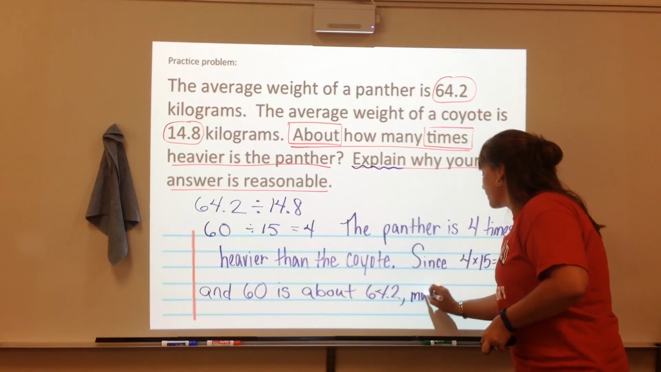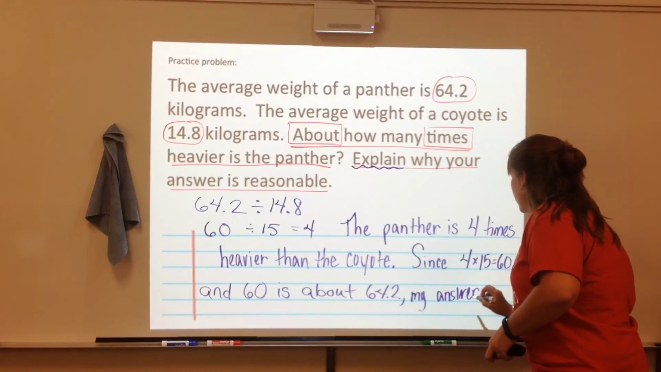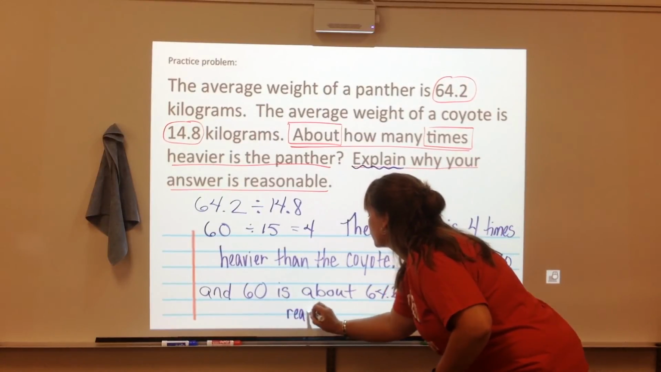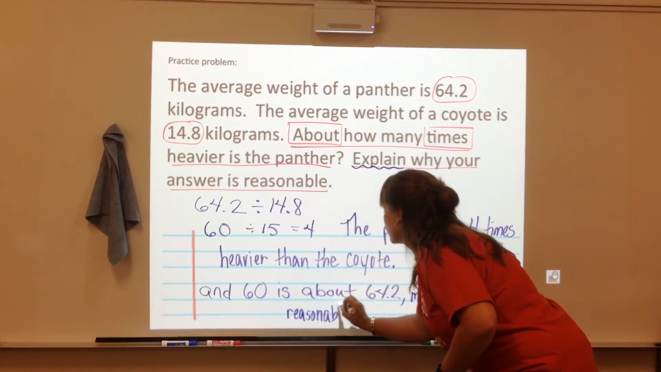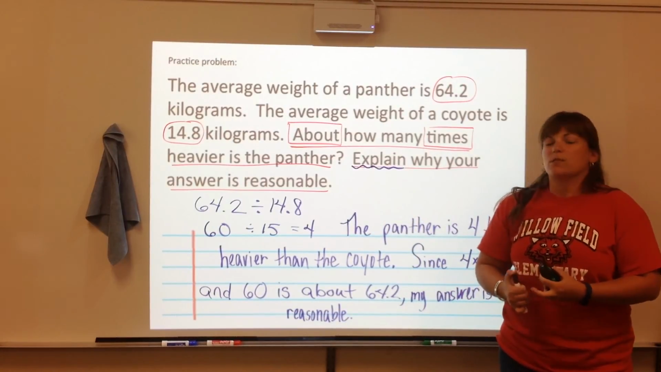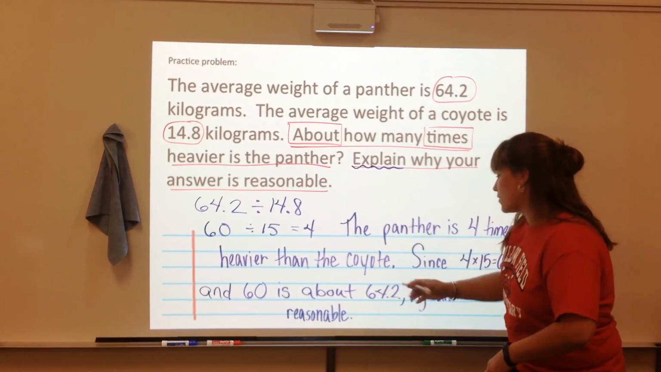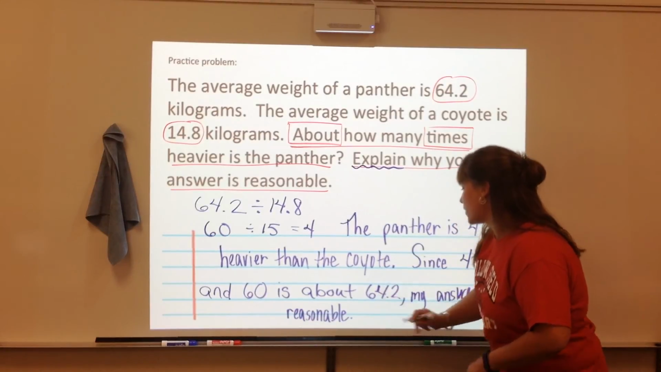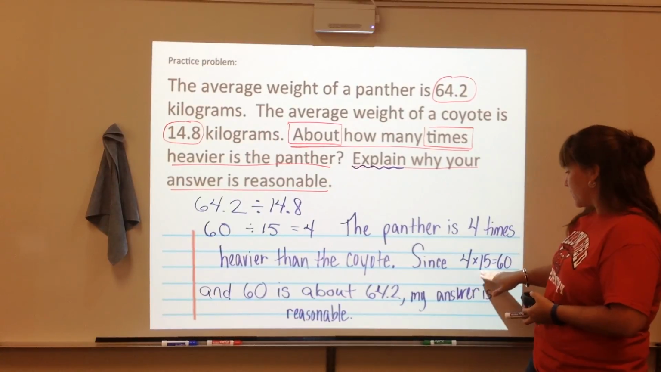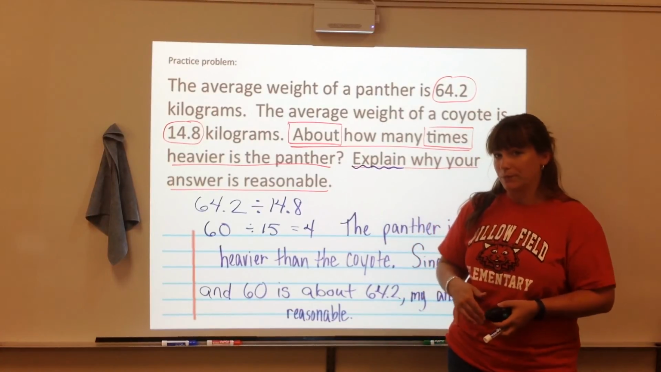My answer, or you could also say, the answer is reasonable. And again, the word reasonable just means, does your answer make sense? My answer makes sense because 64.2 is close to 60, and 15, you could even go farther and explain that 15 is close to 14.8. Again, there's a little bit of variation here on how you explain it.